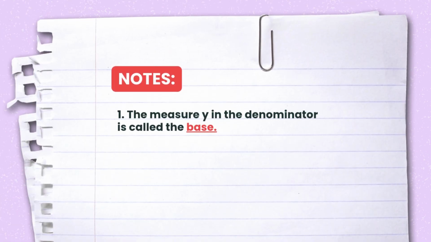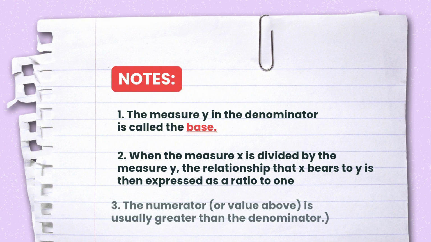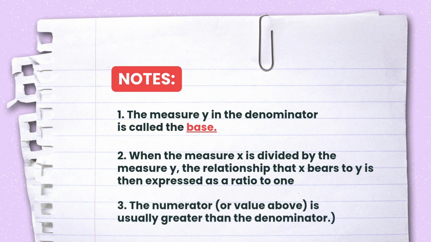Here are some things to note when dealing with ratios. First, the measure y in the denominator is called the base. Next, when the measure x is divided by the measure y, the relationship that x bears to y is then expressed as a ratio to 1. Lastly, the numerator, or the value above, is usually greater than the denominator.